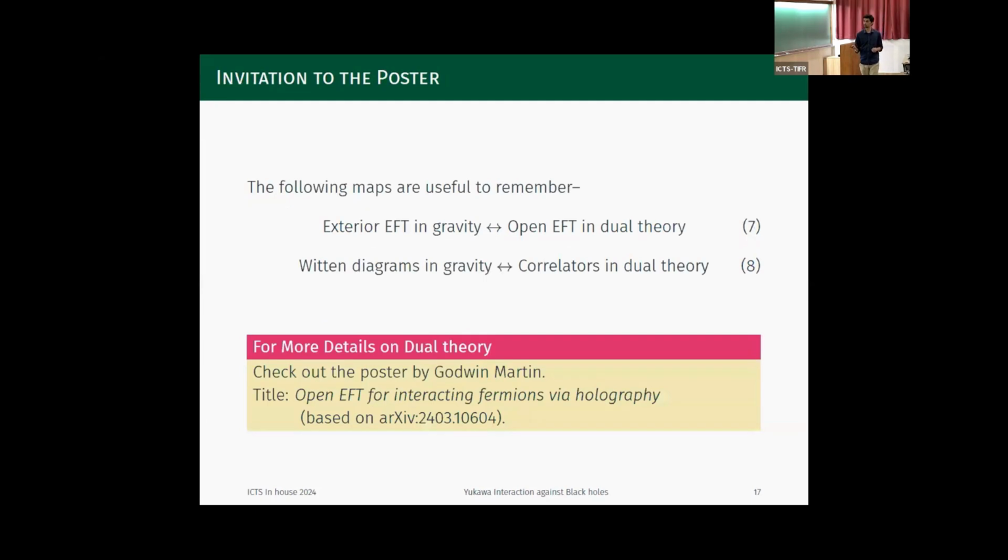Last, I would like to tell you two things which you need to remember if you are interested in holography. This exterior EFT which we found in gravity is related to open effective field theory in the dual problem. And the diagrams which we draw right now in gravity, forget about Witten diagrams, are related to correlators in the dual problem. And this is an invitation: if you want more details on this dual theory perspective, you can check out the poster which Godwin is going to present today, titled Open Effective Field Theory for Interacting Fermions via Holography. Or you can check out this paper if you want. Thank you.